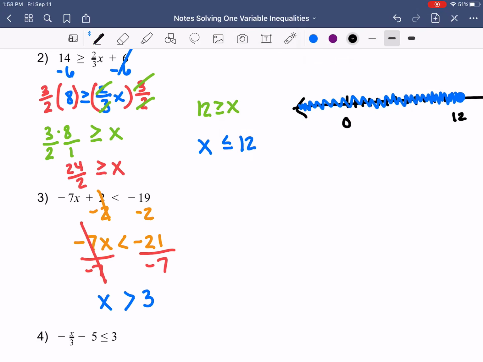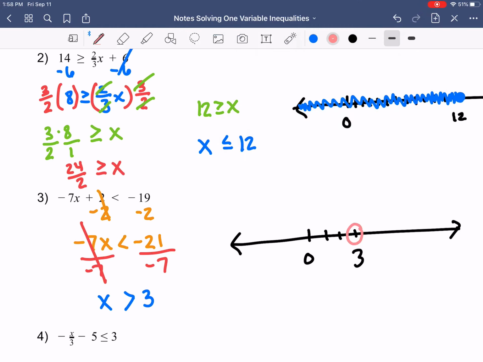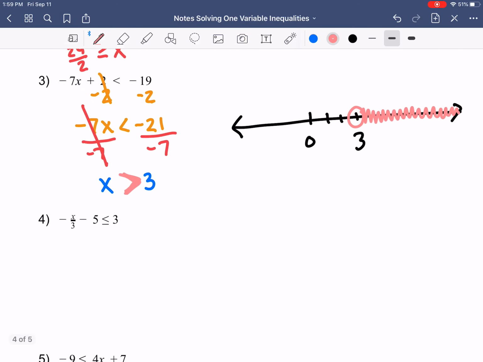And when we put that onto a number line, positive 3, I'm going to put 0, 1, 2, 3. I'm going to have an open circle at positive 3 since it's greater than. And then x is greater than 3 means I'm going to shade over here to the right. One way that I kind of remember it is that the arrow is pointing the way I'm going to shade. So I'm pointing to the right. That's the way I'm going to shade.